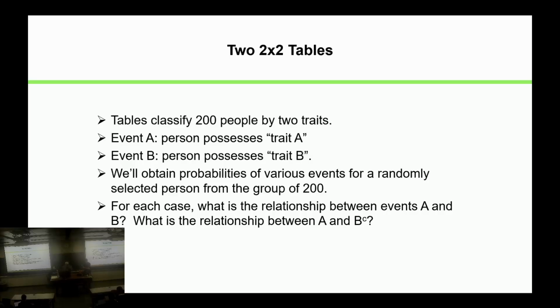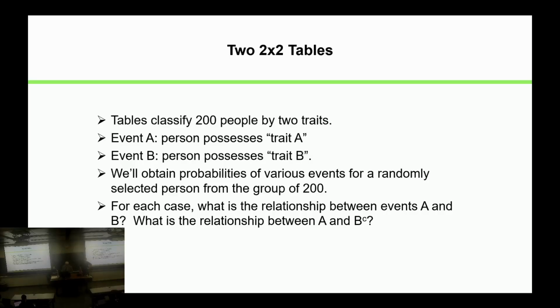So we're going to start with these 2x2 tables here, and they're going to classify just 200 people by 2 traits. We're going to call one of the traits event A and the other trait B. Now you can name the traits whatever you wish. Event A might be the person has brown eyes, and B might be the person is enrolled in mathematical science. Who knows? Something like this.